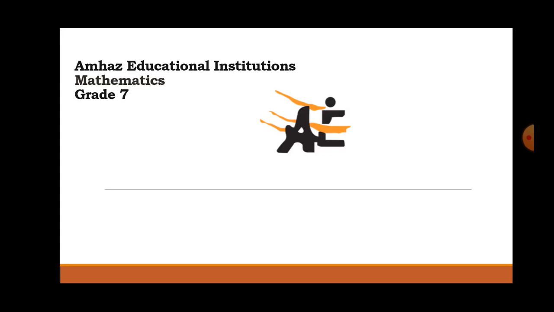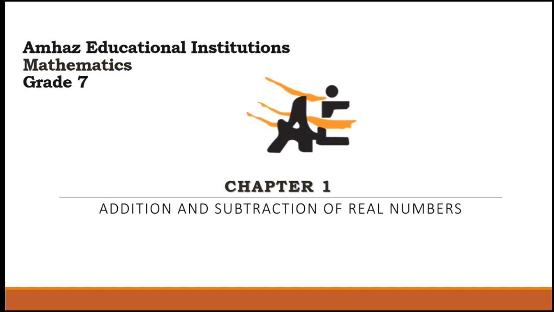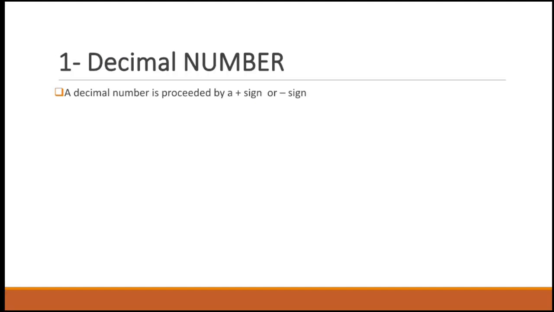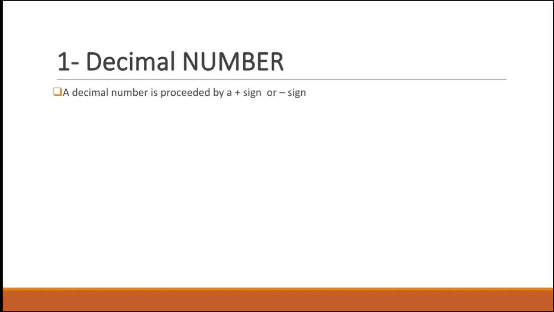Our first chapter is about addition and subtraction of real numbers. A decimal number is preceded by a positive or negative sign. Positive means plus and negative means minus. A number is said to be positive if its sign is plus.